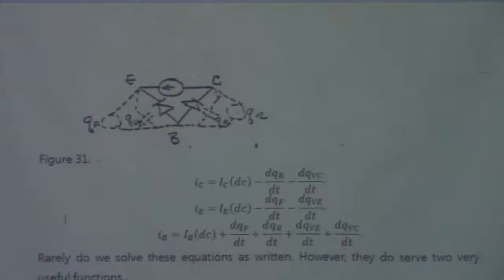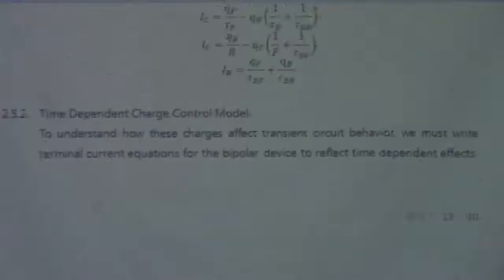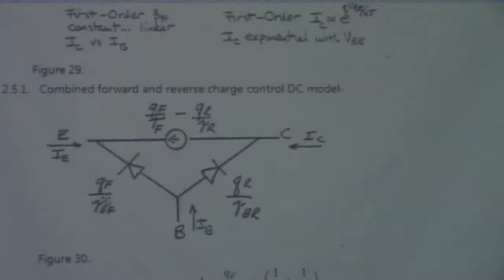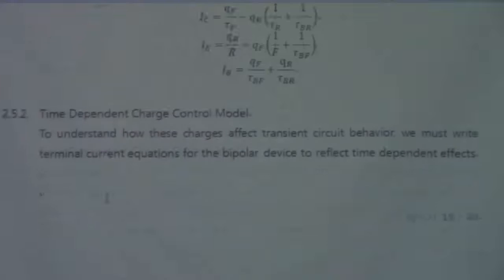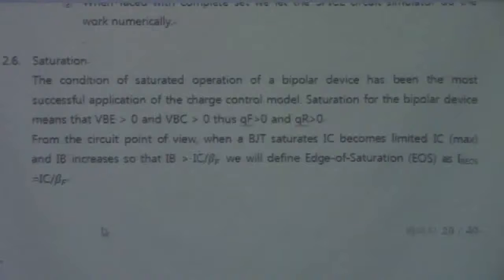So that's what we have to say about the charge control models. We have discussed the DC, and we have discussed the time-dependent charges, which have been added to this. The time-dependent charges have two parts: one is the space charge, and the other is the injected minority carrier charge. And the final thing we should talk about is saturation.